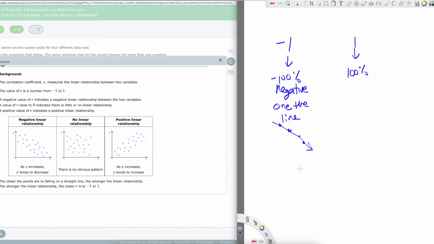100% positive means a positive relationship, and this time it's going to be going upward, and they are all on the line. So this is a 100%. All of my data points are on the line. If it's 100%, that means it's on the line. So we're either going to be 100% negative slope, 100% positive slope, or somewhere in between. So 0 means no correlation at all.